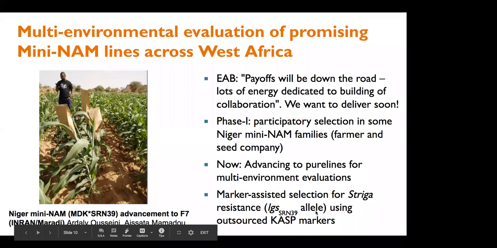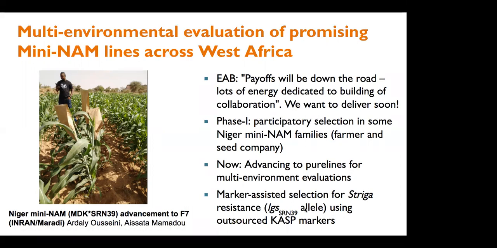To develop these Striga resistance markers based on Gebisa Ejeta's work. That now has led to the capacity for INRAN to use outsourced KASP markers to do marker-assisted selection on this material. It's a cross of a local variety, MDK, Mass de Kunya, with SRN39, Gebisa's Striga resistance variety. And so Fana is going to be doing marker-assisted selection along with the phenotypic selection in the Striga phenotyping facility that Aissata and Ardali run in Konni.